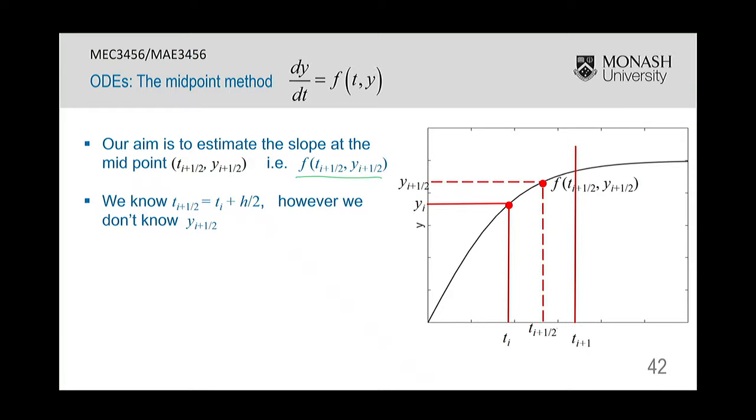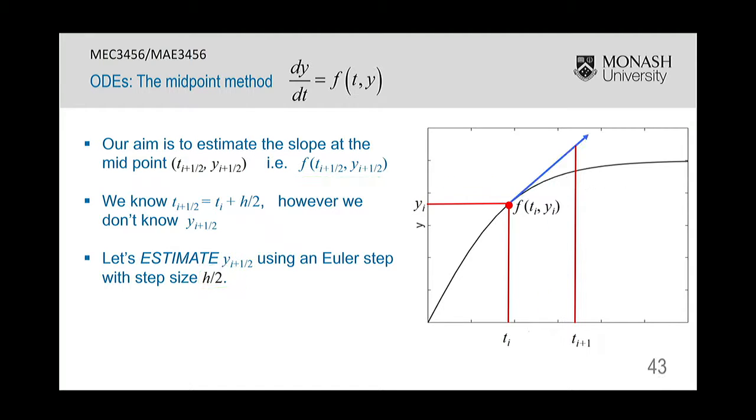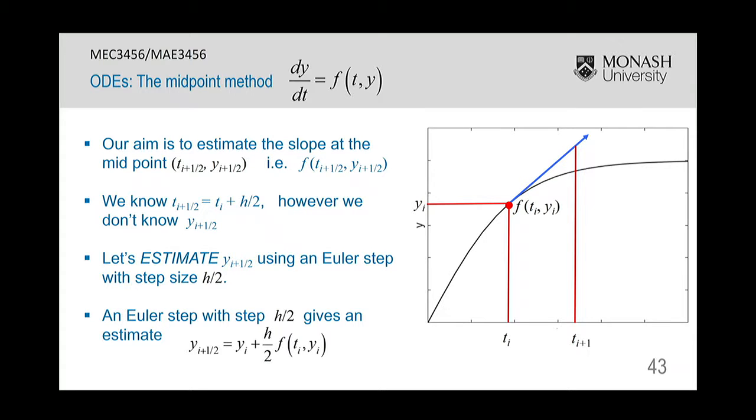We know t_i plus half is just equal to t_i plus h on 2. So let's estimate y_i plus half using an Euler step, but this time we're going to choose a step size of only h on 2. We're going to do a half step. If we start at the initial point t_i, y_i, calculate the slope, and do a regular old Euler step with a step size of h on 2, we can come up with an estimate of y_i plus half. It's just given by this formula here: y_i plus half is equal to y_i plus h on 2 times f of t_i, y_i. So there's nothing different to an Euler step except we've chosen a smaller step size.